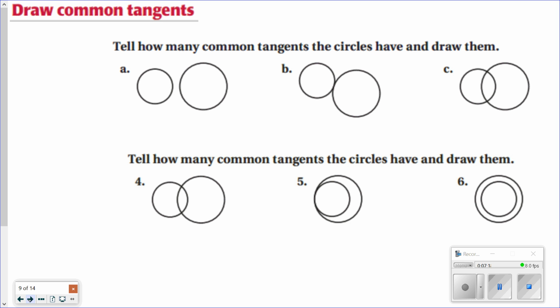So let's draw common tangents. How many common tangents do the circles have? And then draw them. So let's look at A here. So I could draw a tangent here.